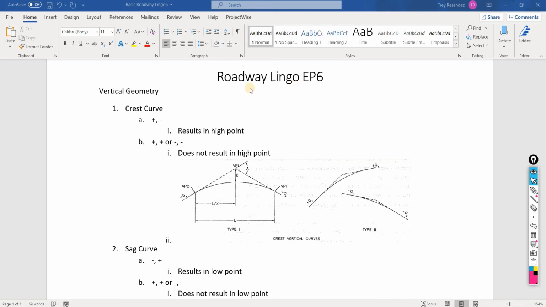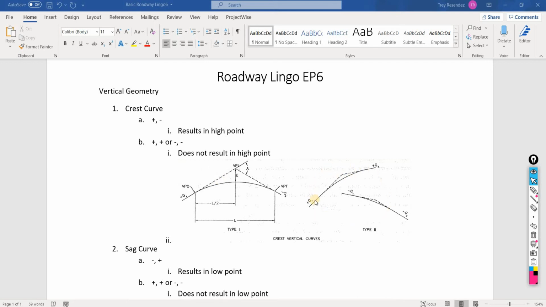So this is Roadway Lingo, episode 6, and it's going to be about vertical geometry again. Our first topic here is the crest curve, and here is a picture of the two types of crest curves that you can have. The first one here is a crest curve that has a positive back tangent grade and a negative forward tangent grade. And this curve here is a plus minus, which is going to result in a high point.